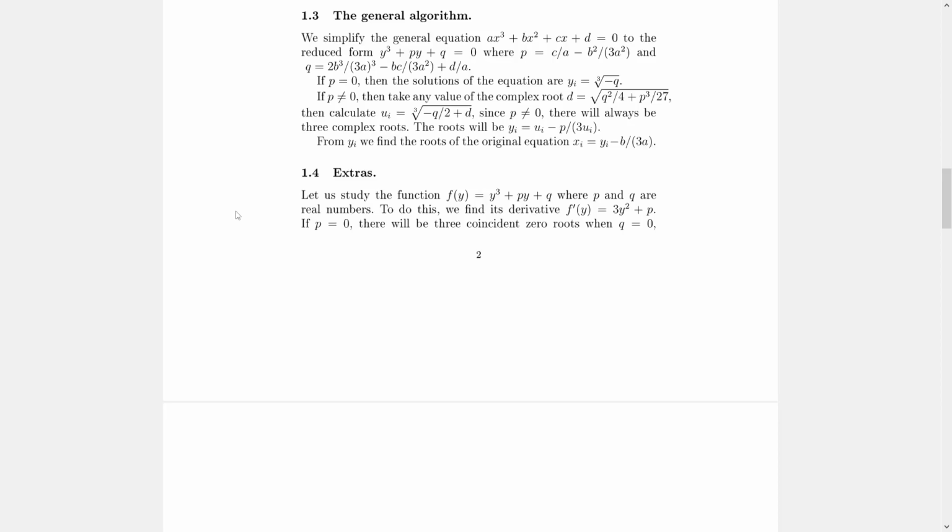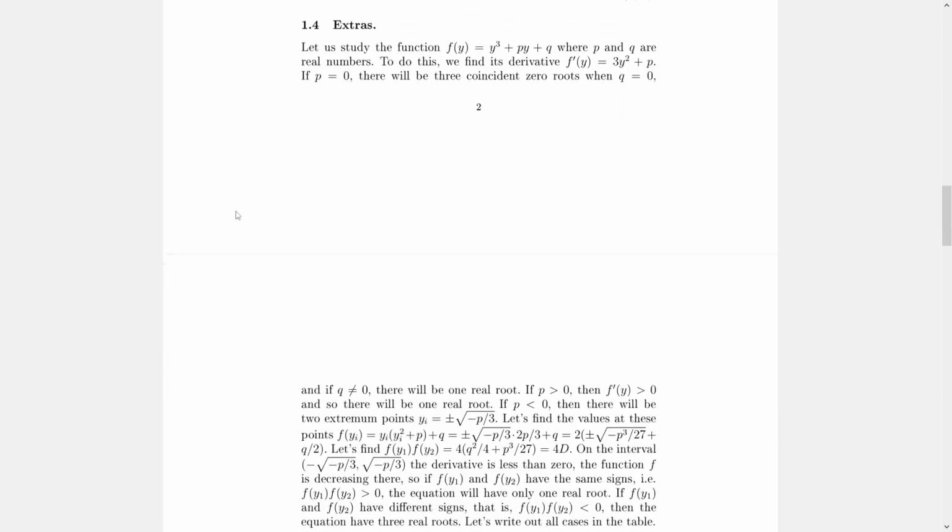Extras. Let us study the function f of y, which equals y cubed plus py plus q, where p and q are real numbers. To do this, we find its derivative. f prime equals 3y squared plus p.